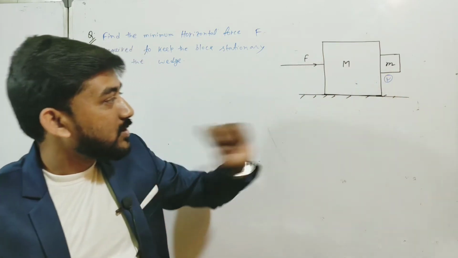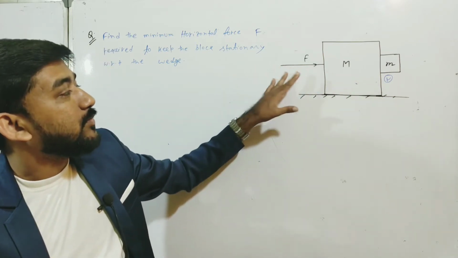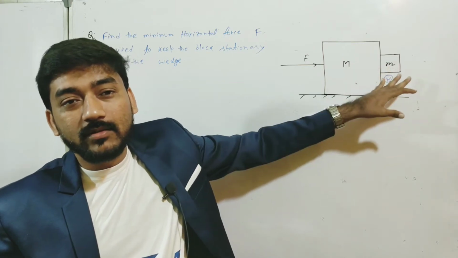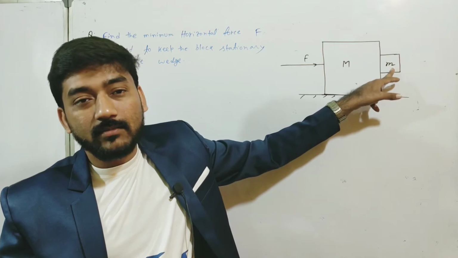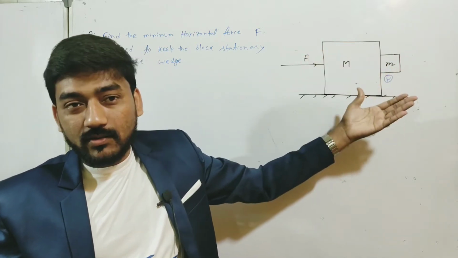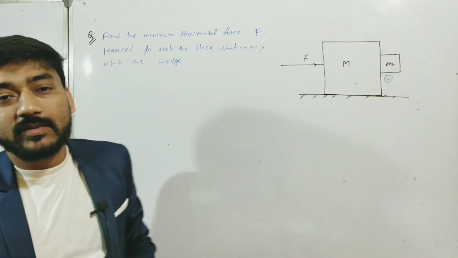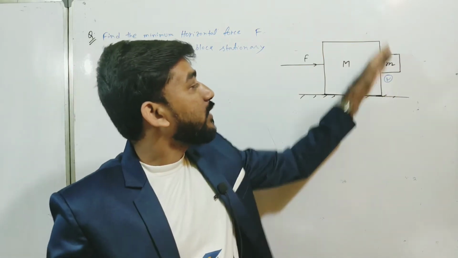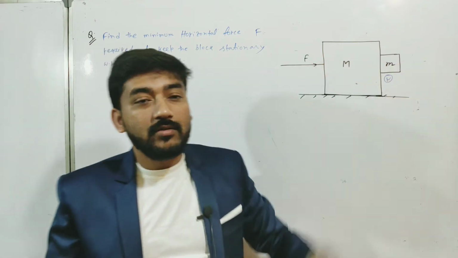Stationary with respect to the wedge, of course, because if you give a force F, then capital M and small m both are moving. But we have to find the minimum force such that small m will be at the same position with respect to the wedge. That means these two blocks, capital M and small m, will be moving with the same acceleration. There is no movement along the vertical direction. The only movement is along the horizontal direction.